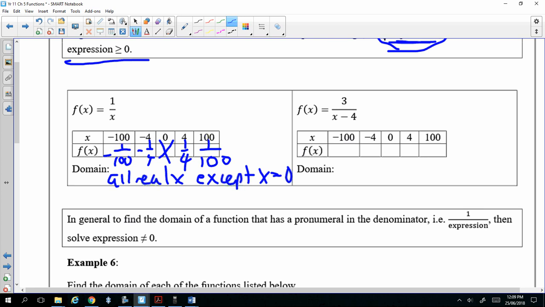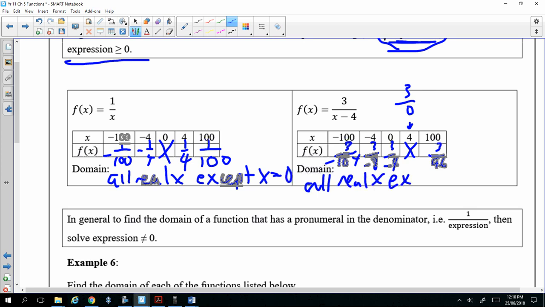How about the next one? What if you change it slightly? Let's put in negative 100, so you get 3 over negative 104. How about negative 4? You get negative 8. How about 0? Can you substitute 0 now? Yes, you can. You get 3 over negative 4. But can you substitute 4 now? You can't, because you get 0, right? If you substitute 4, the answer is no. And how about 100? That's okay. You get 3 over 96. So what's the domain this time? Yes, all real x except x equal to 4.